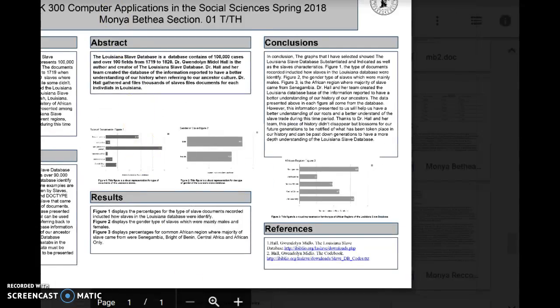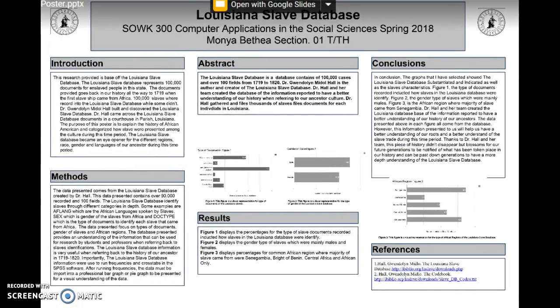Again, I am presenting to you my Louisiana Slave Database poster regarding the Africans that came from the African regions to the Louisiana state.